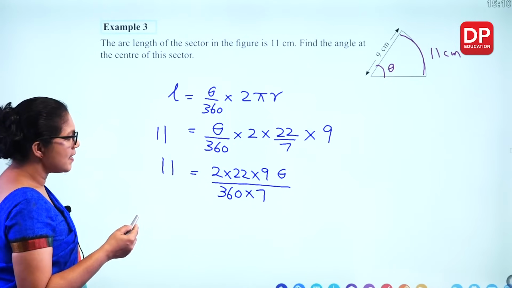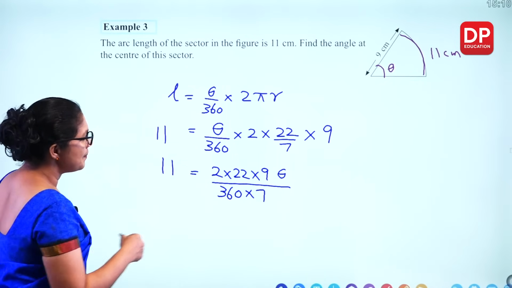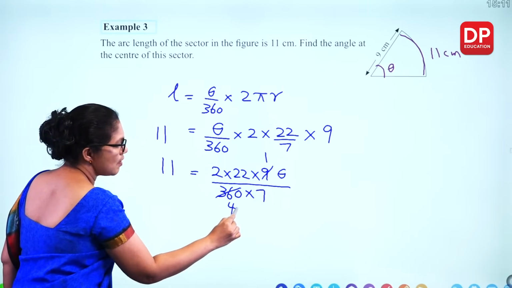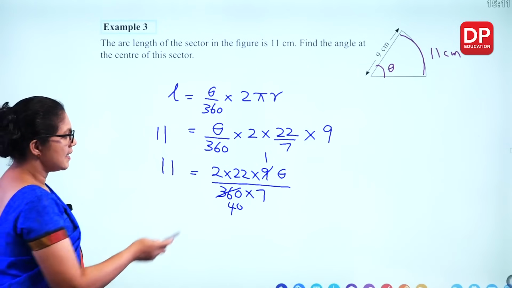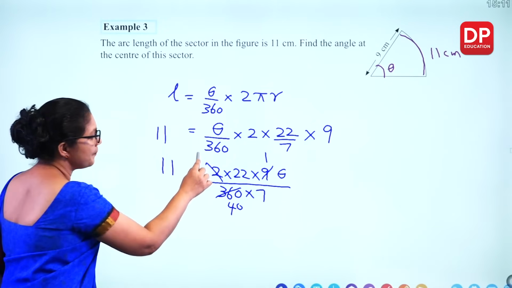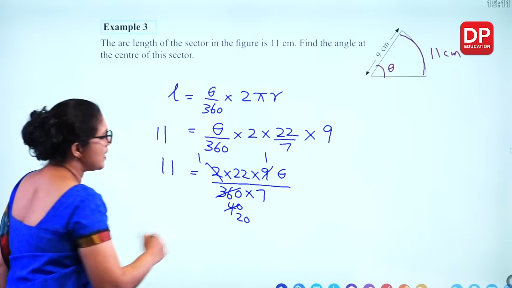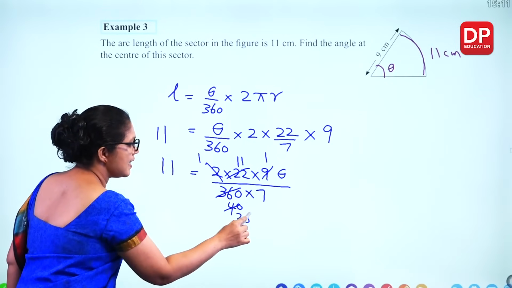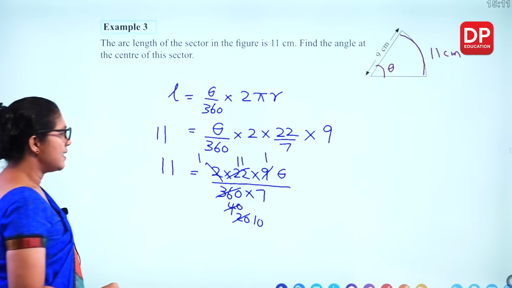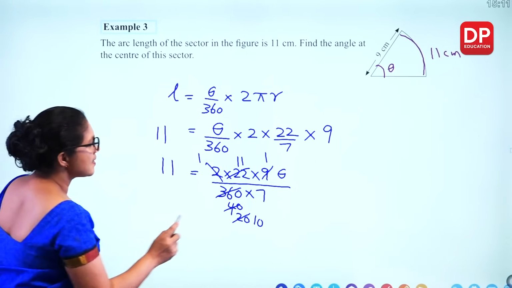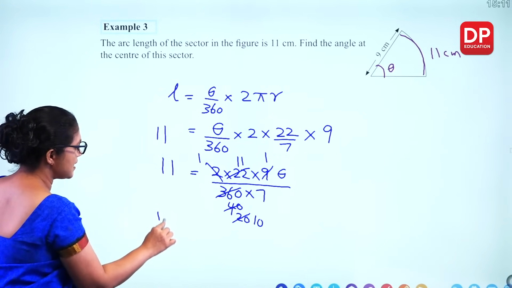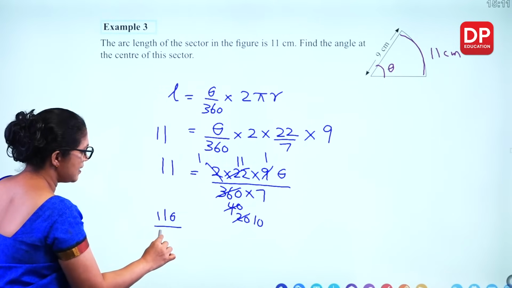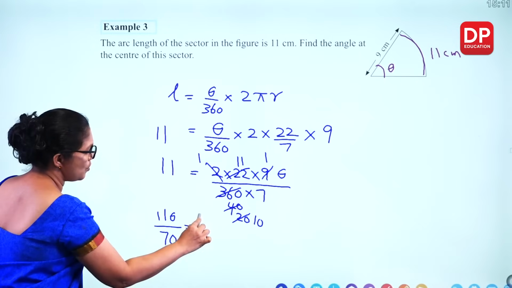Try to simplify first. I can see 9 times 1, 9 times 4. What else? I can simplify 2 with this 40. You get 20. Again, divide by 2, you get 11 and 10. Now try to rewrite this. I get 11 theta over 10 times 7, 70, is equal to 11.